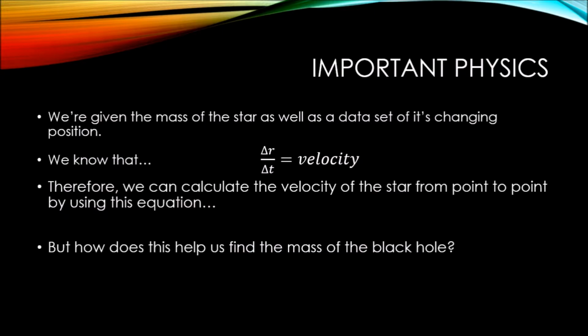To explain how this value is found, we first begin with the given values. We are given a star with a set mass of 1.989 times 10 to the 30 kilograms, as well as a file of its x and y positions over time. Now we know that delta position over delta time equals the velocity. So now we can calculate the velocity of the star at any given point. But how does this help us find the mass?